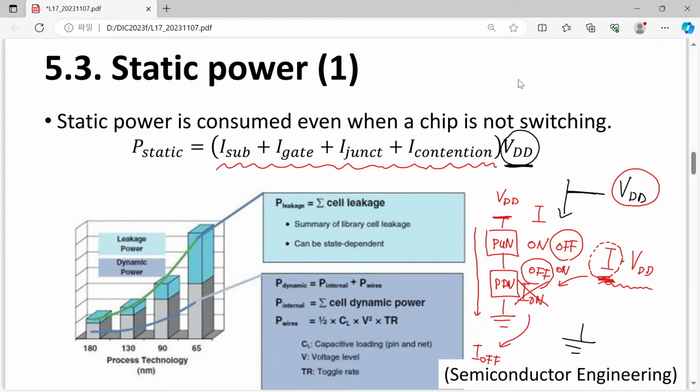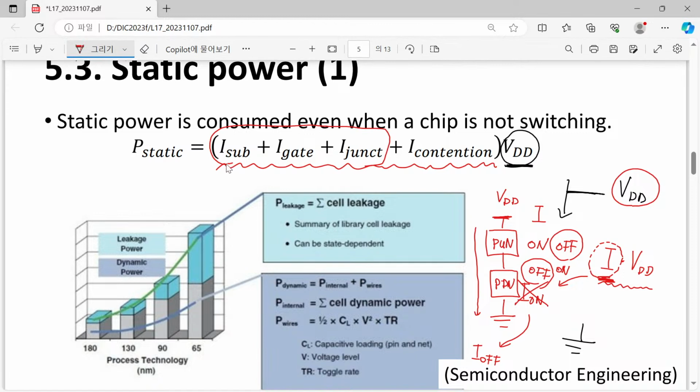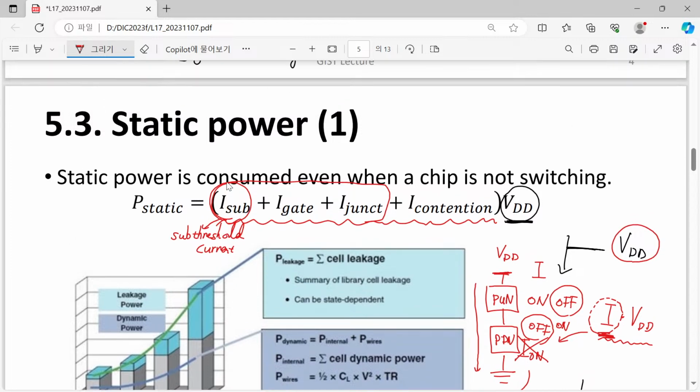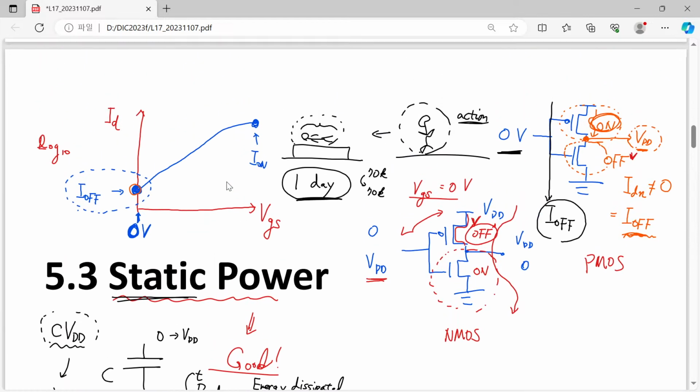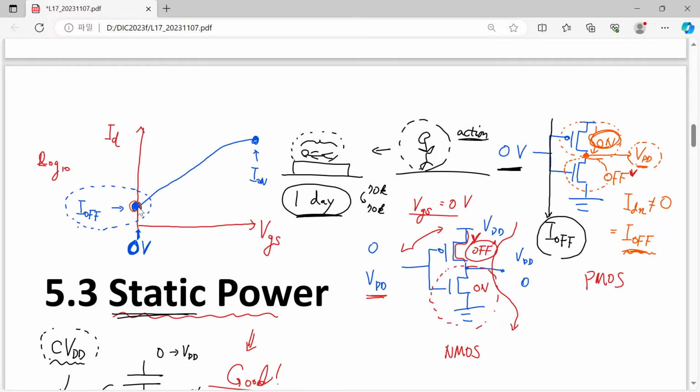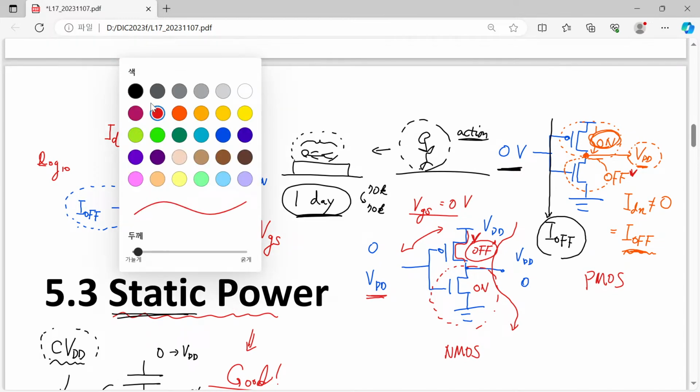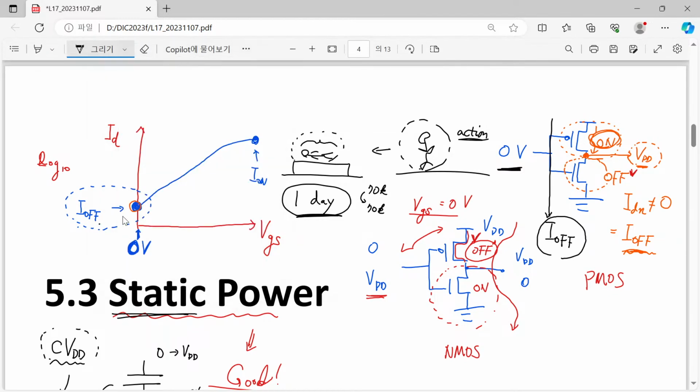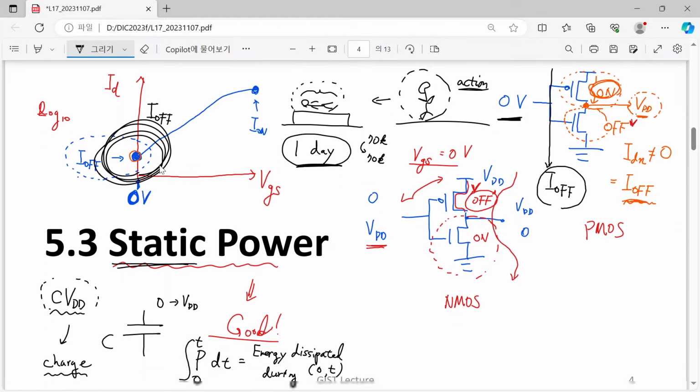Now let's go to the other three parts. The other part is given by this I sub threshold current. So this is nothing but the current I always draw in this way. This is the subthreshold current. Yes, I'm now talking about this one. Our I sub is actually the subthreshold current.